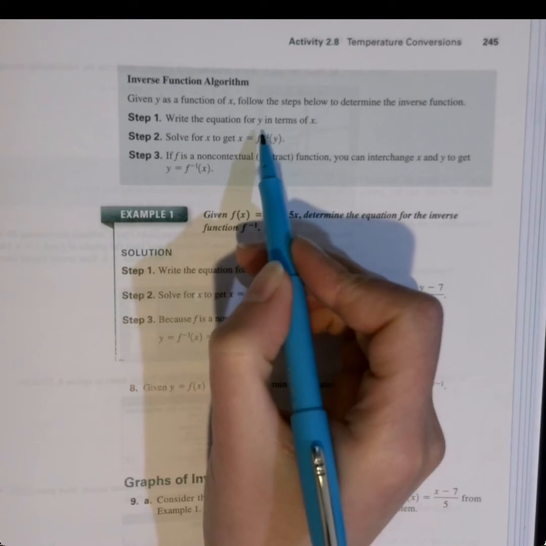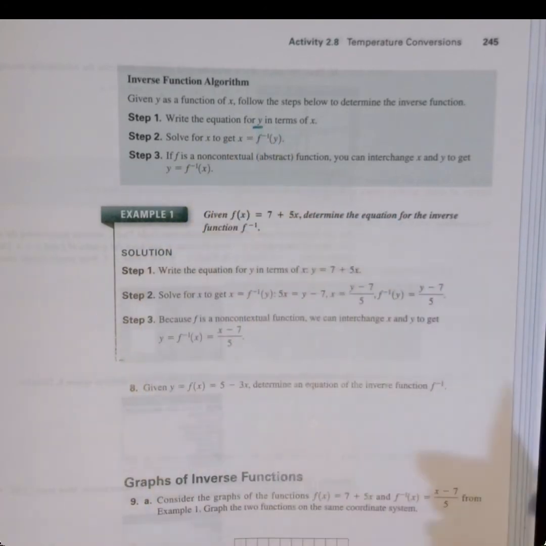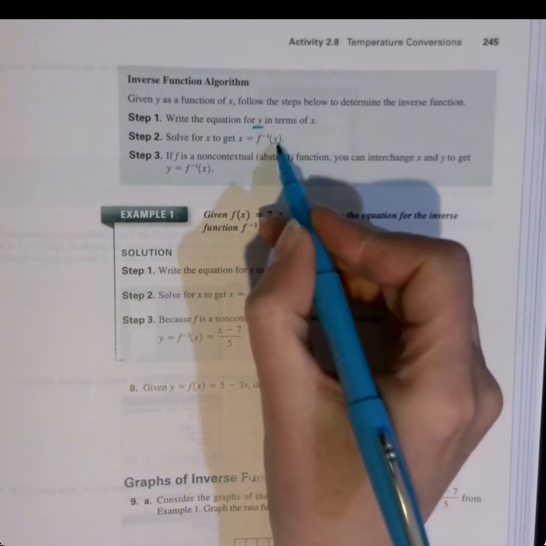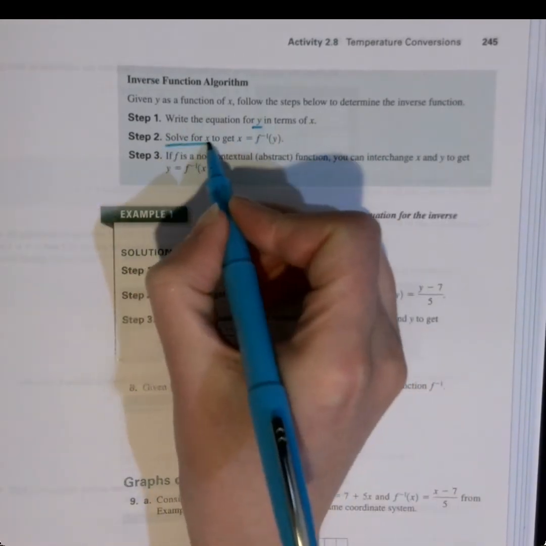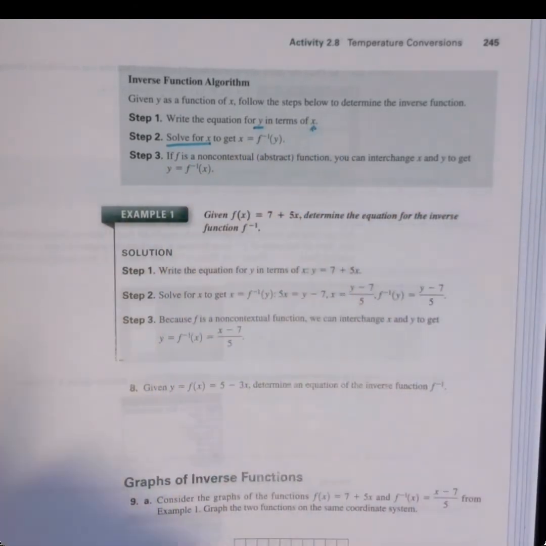If it's in function notation, stick it in equation notation is what they're saying here. So put in a y instead of an f of x. And then solve the equation for x. Whatever the independent variable is, solve for it. Then rewrite in function notation.